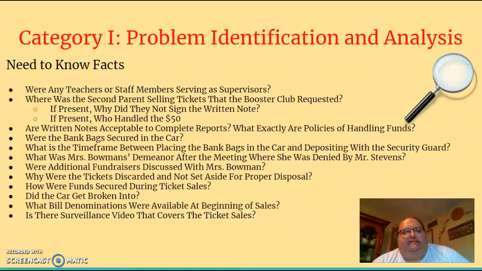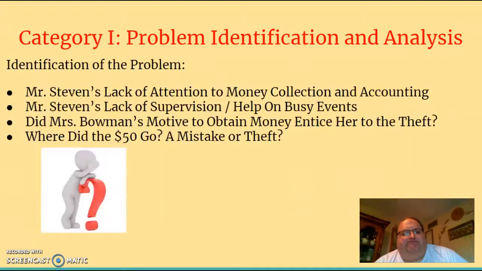What was Mrs. Bowman's demeanor after the meeting where she was denied support by Mr. Stevens? Did Mrs. Bowman get any additional fundraisers discussed with her to help her daughter? Why were the tickets discarded and not set aside for proper disposal? How were funds secured during the ticket sales? Did the car possibly get broken into? And is there surveillance video that covers the ticket sales?